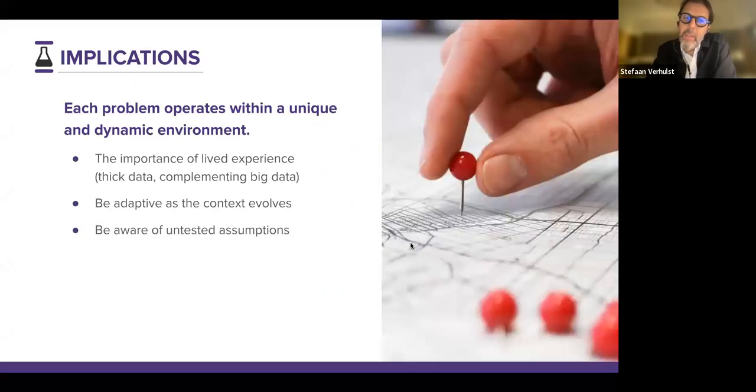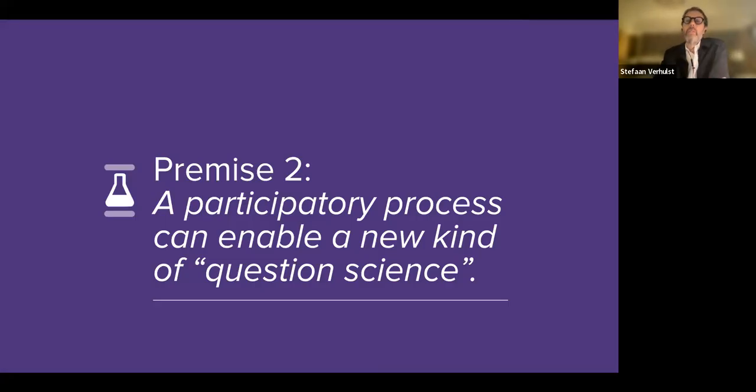And so the implications of that is that it's really important to think about the environment in which the problem resides, and to also solicit input from lived experience, not just big data. And also, as the context evolves, to also be able to evolve your problem definition and subsequently data quest as well. So that's sufficient to get started.